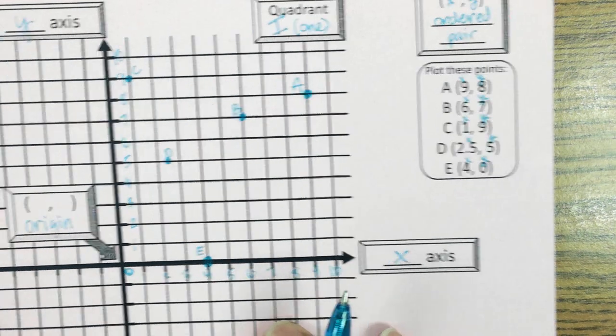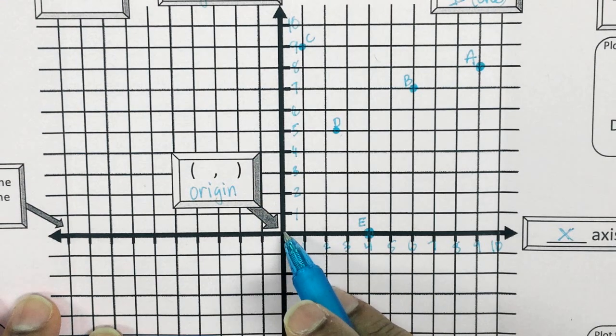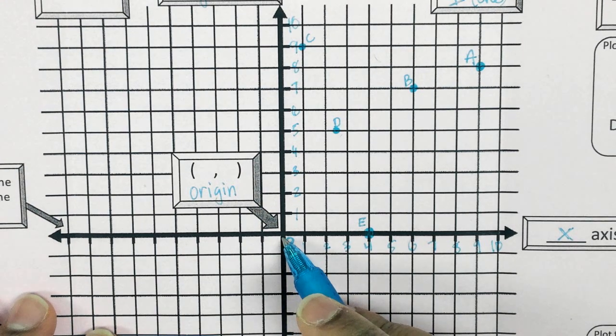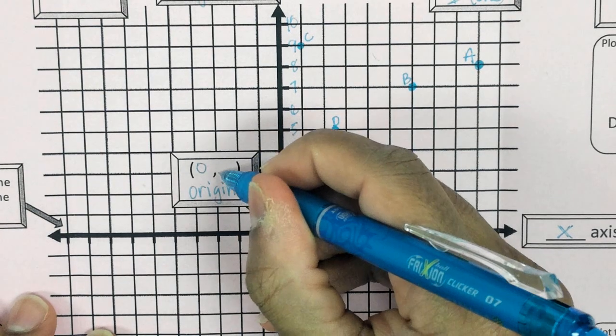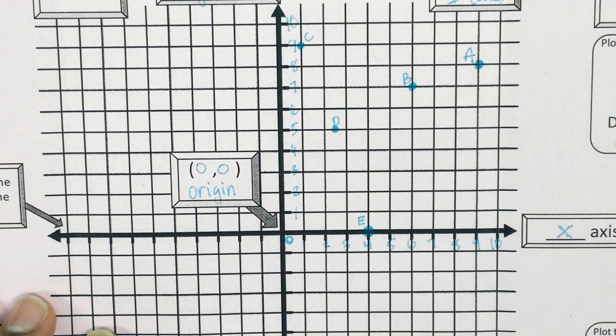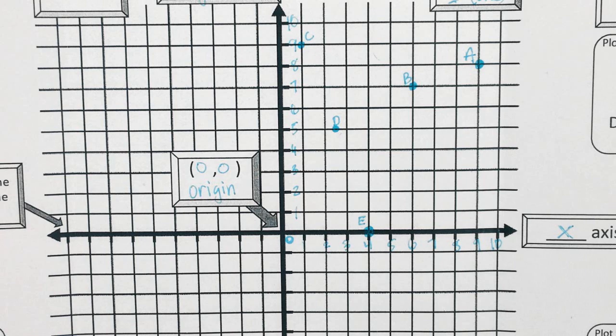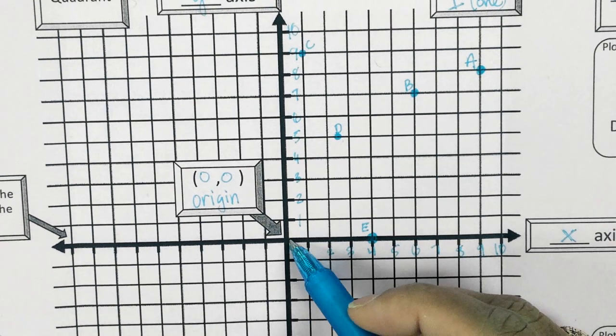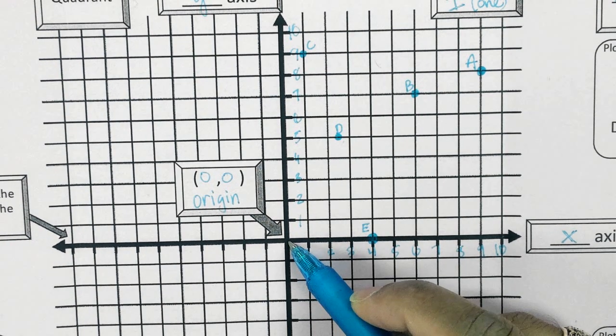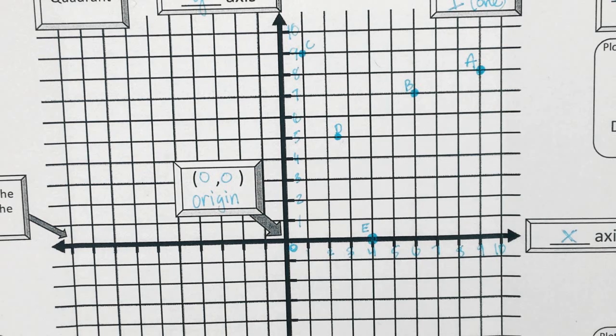Okay. Now looking at the origin, if we look at it smack dab with 0 as an x value and 0 as a y value. 0, 0 is the origin. That means it's 0 spaces on my x-axis. It stays there at 0. It's at 0 for my y-axis, so it just stays there smack dab in the middle.